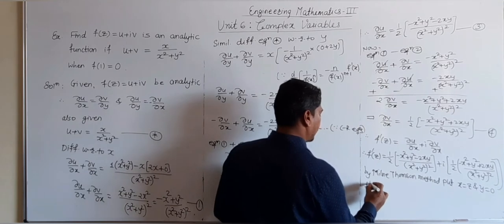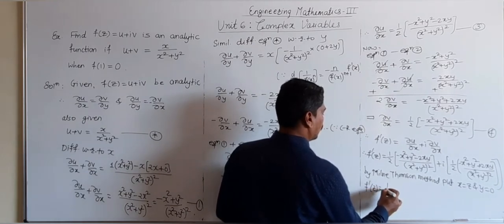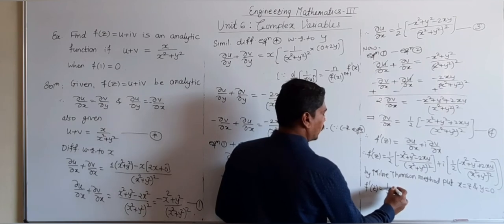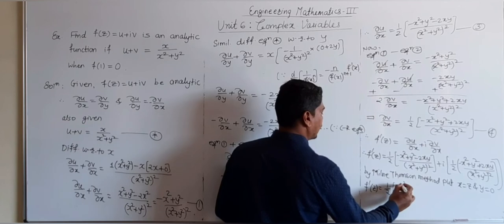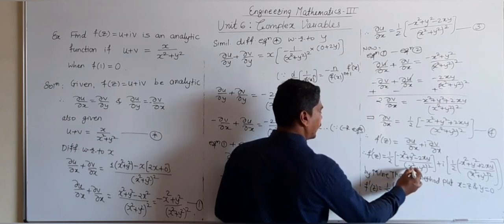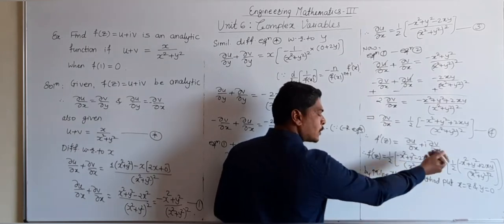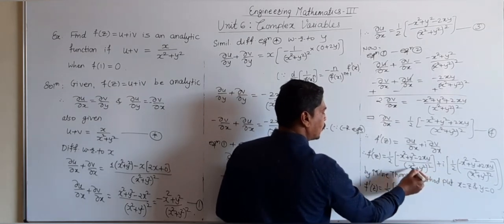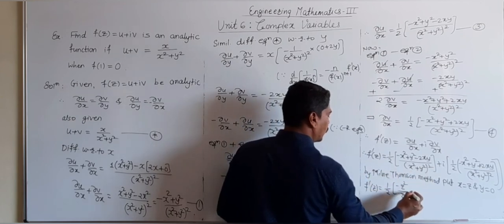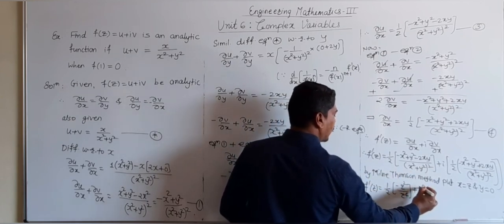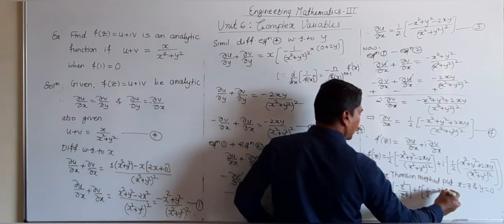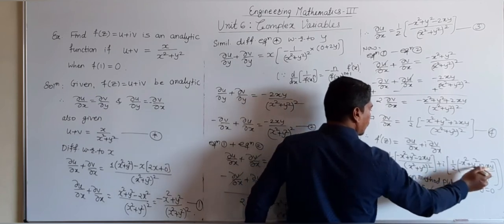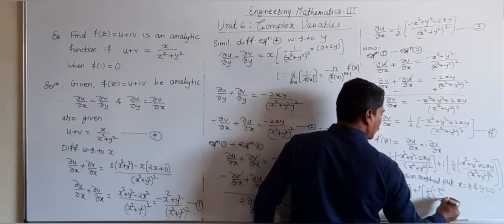So we get f'(z) = 1/2 × (-x²). Instead of x we are replacing z. So -z² divided by the denominator. These remaining two terms are 0. In the denominator the second term is 0. So instead of x we are replacing z. So we get z², its square becomes z⁴, plus i × 1/2 as it is. In this equation we get -z². The remaining two terms are 0 and the denominator becomes z⁴.